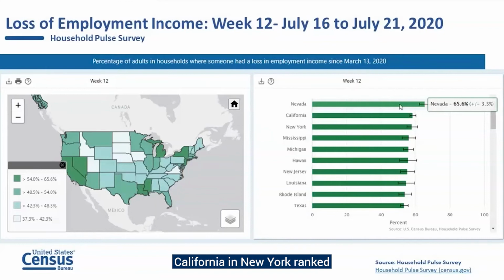California and New York ranked second and third, and both had high rates of loss of employment income at 58.6% and 58.1% of adults, respectively, while the national average was 51%. And some of the lowest rates of employment loss occurred in DC, Nebraska, and North Dakota.